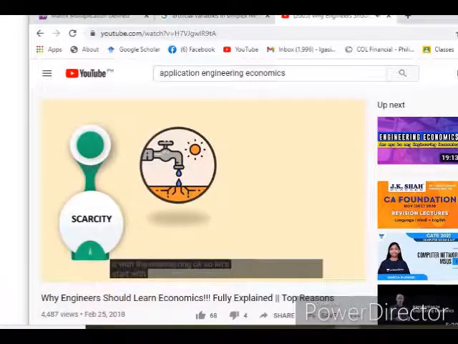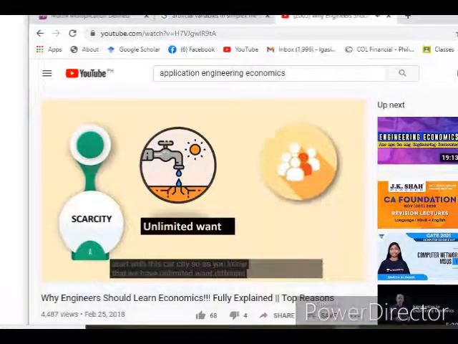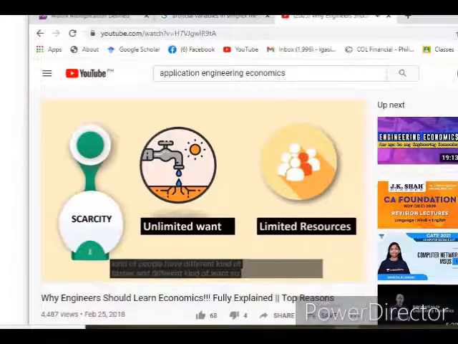So let's start with scarcity. As you know, we have unlimited wants. Different kinds of people have different tastes and different wants. So the want is unlimited, but we have very limited resources, and we need to use those limited resources efficiently.